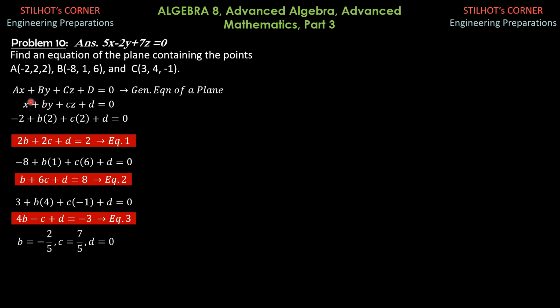Then substitute into this equation here. So we have x plus b times negative 2/5 plus c times 7 over 5 plus d 0 equals 0. Multiply everything by 5, then we can now find the equation of the plane. It is equal to 5x minus 2y plus 7z equals 0. So that's it after we multiply this by 5.